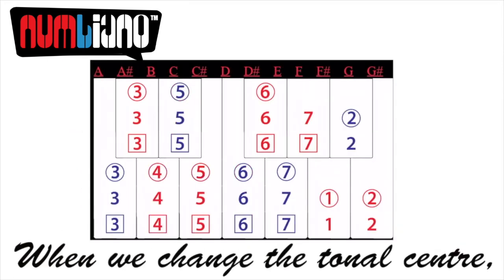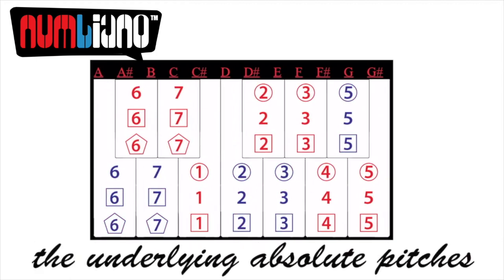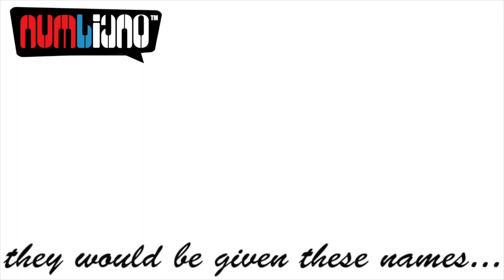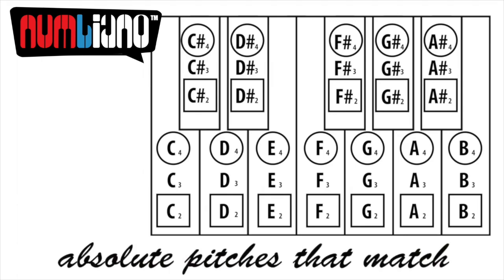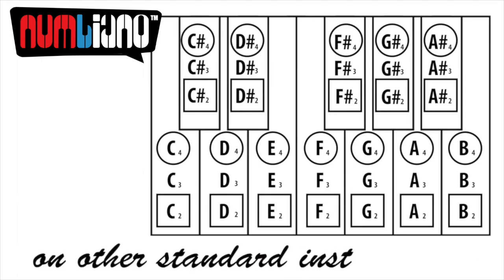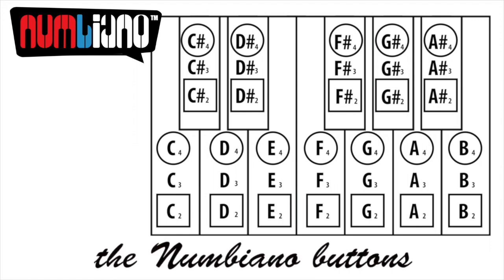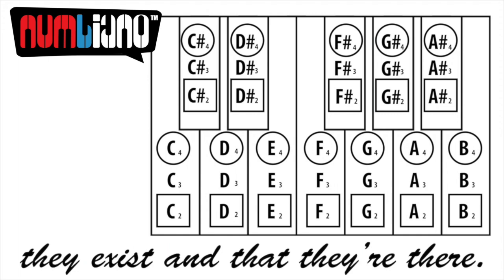When we change the tonal centre, even though the numbers on the Numbiano change, the underlying absolute pitches always stay the same. And if we were to name the buttons on the Numbiano in an absolute way, they would be given these names. These are the underlying absolute pitches that match the letter names played on other standard instruments. Even though we don't use these absolute pitch letter names to describe the Numbiano buttons, it's important to know that they exist and that they're there.